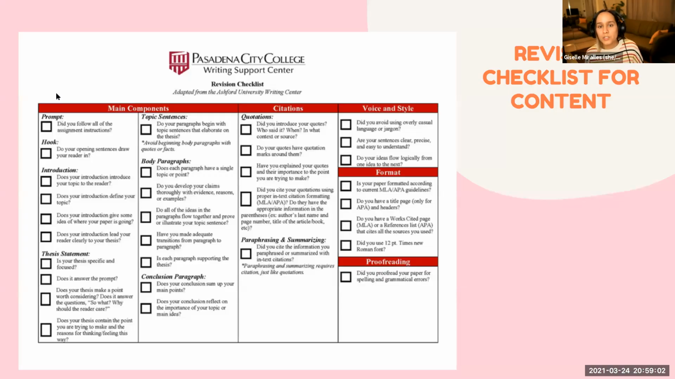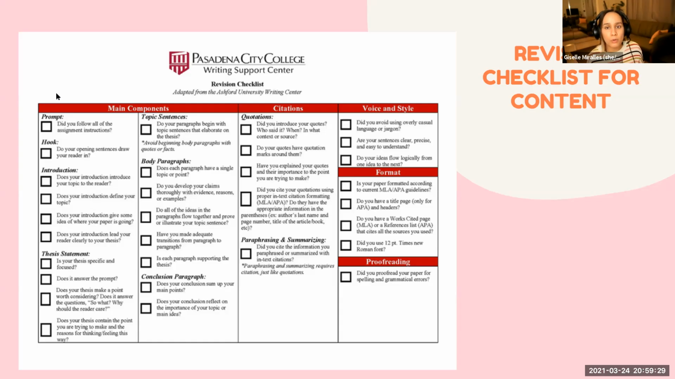So, this is a revision checklist for content. This is a checklist I asked you all to download at the beginning of this workshop. I'm not going to go through each topic on this or each checkbox on this checklist, but I will give you a brief overview of each section. This checklist was adapted from the Ashford University Writing Center, and it's made up of 5 different categories.